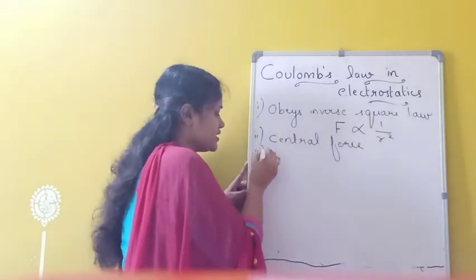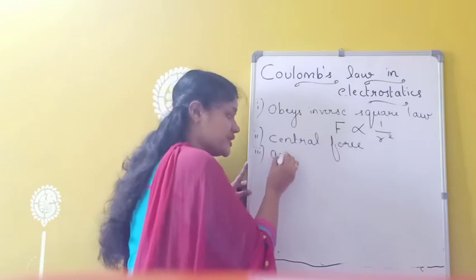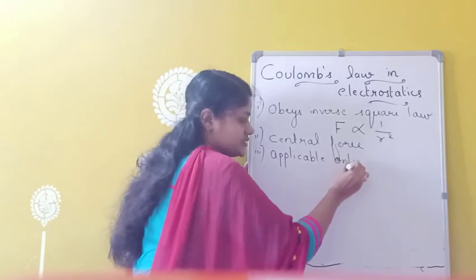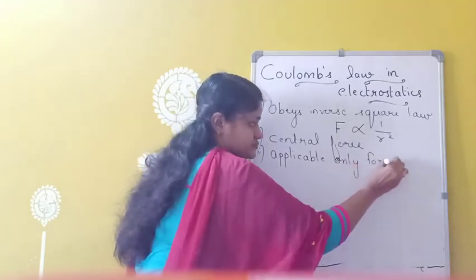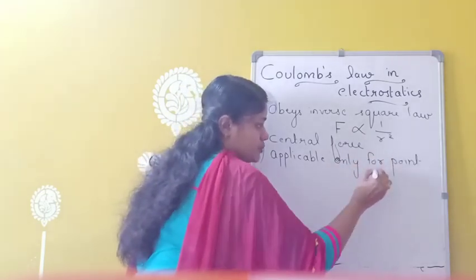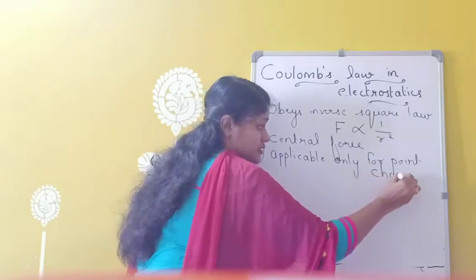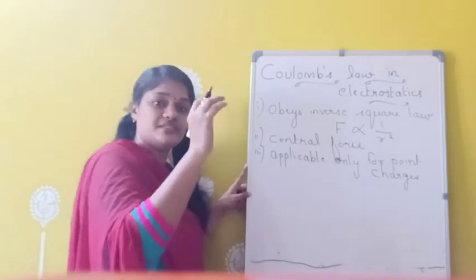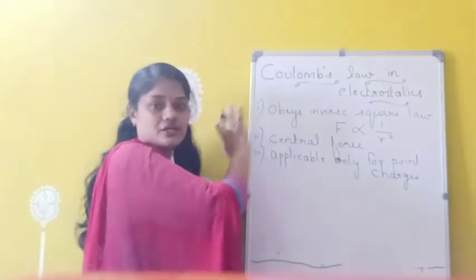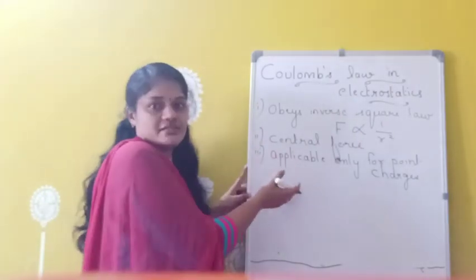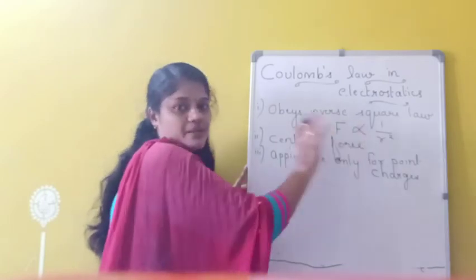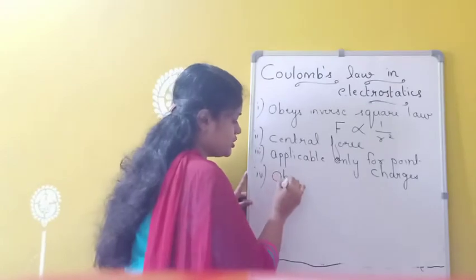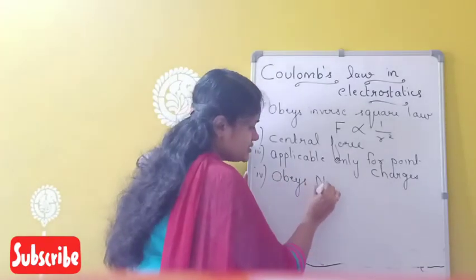Then third one, it is applicable only for point charges. That is, if the sizes of the charges are very small compared to the distance between the charges, then only we can apply which one? Coulomb's law. Then only we can consider the charges point charges. So then only we can apply this Coulomb's law. Then fourth one, it obeys which one? Newton's third law.